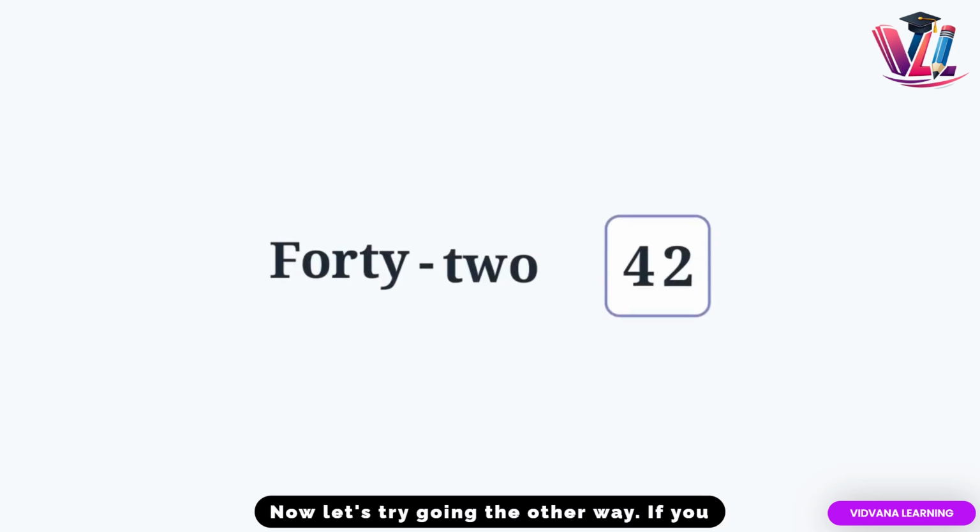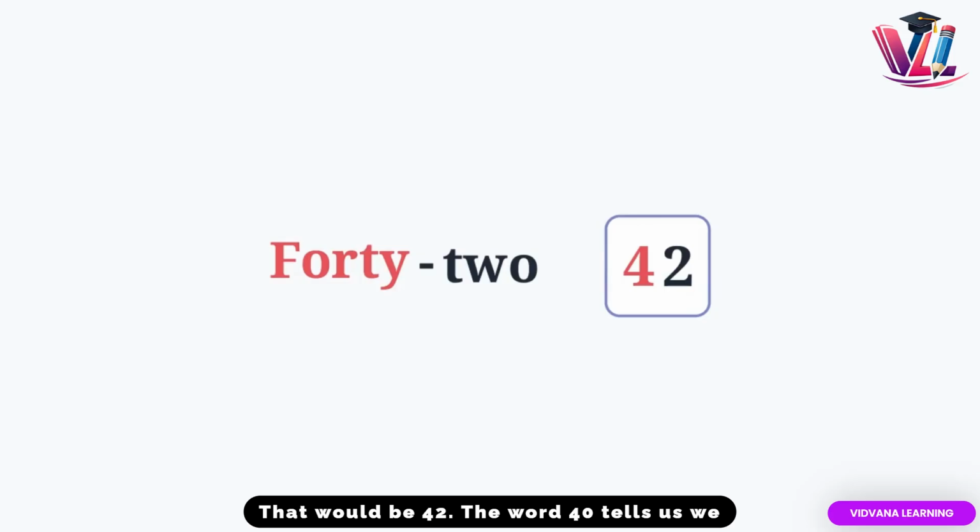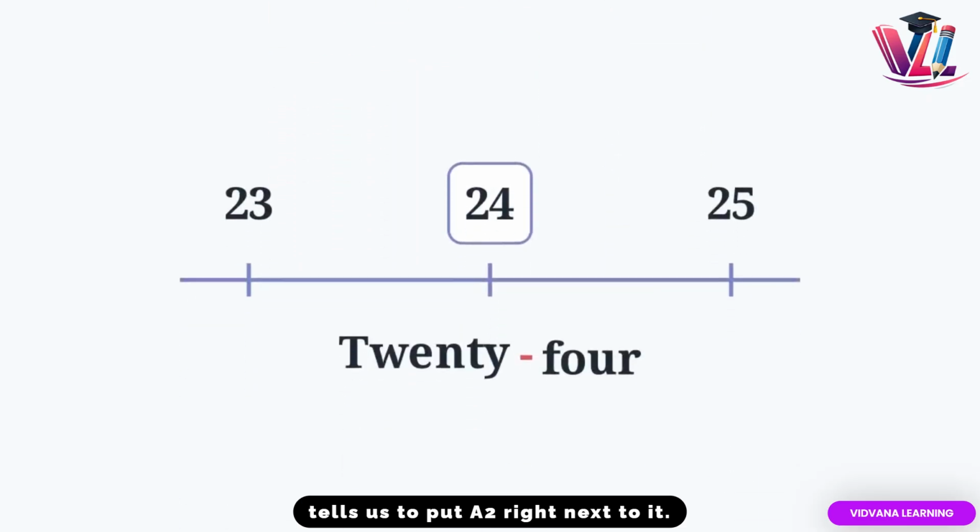Now let's try going the other way. If you see the words 42, which digits would you write down? That would be 42. The word 40 tells us we need a 4 in the tens place, and 2 tells us to put a 2 right next to it.